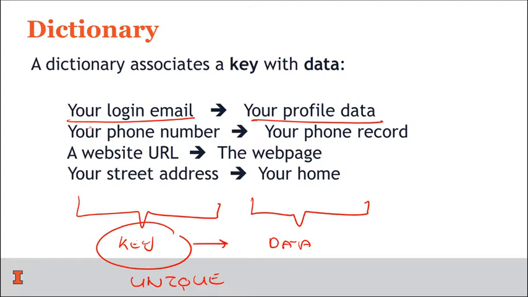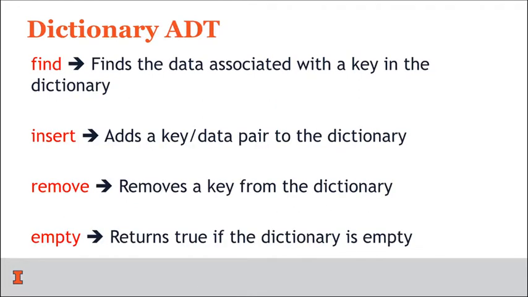When we think about a dictionary, there are 4 key functions we're going to be building out. We want to be able to find data within this dictionary. So if we have your phone number, I want to be able to look up information about you given your phone number. When you log into Coursera using your email address, we want to make sure that email address can be looked up to your profile data, and only you have that email address. So find is going to take a key in and find the data associated with that key.